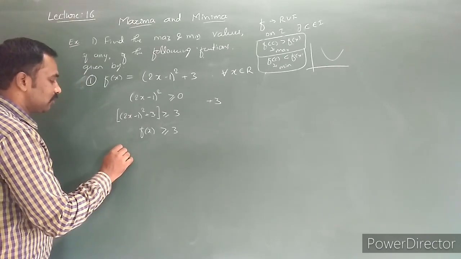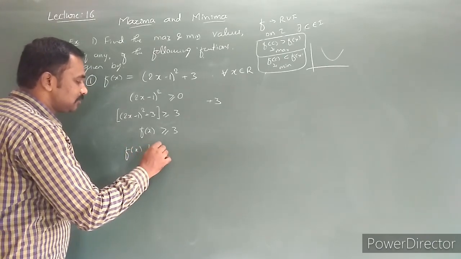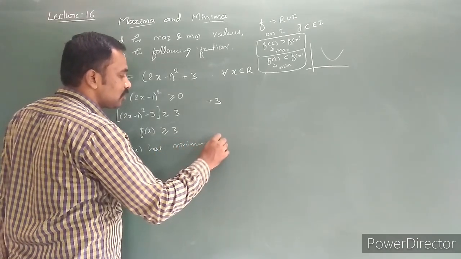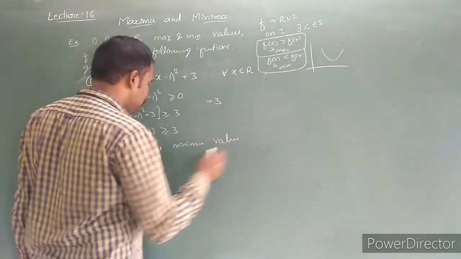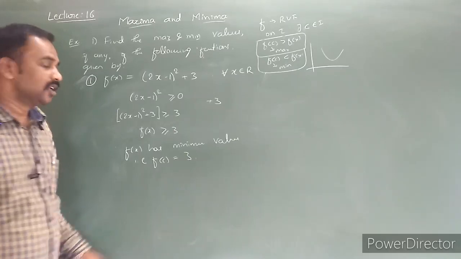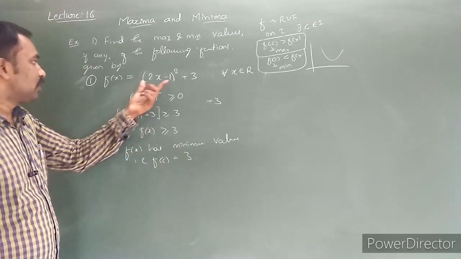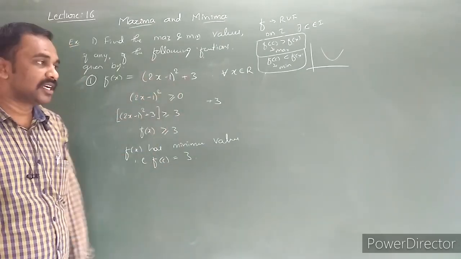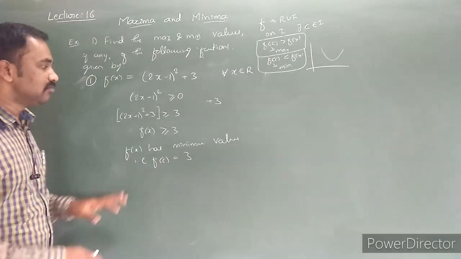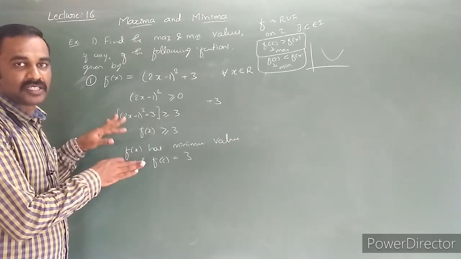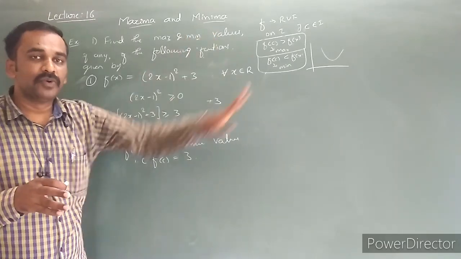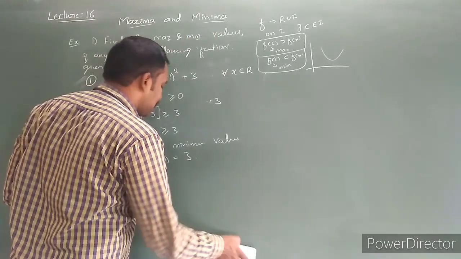That means we can say that f of x has a minimum value, that is f of c is equal to a. We can easily find the minimum value. For example, when this value equals 0, we get the minimum value. In the next classes, we will find the point of minimum also. Now we have seen how to find the maximum and minimum value whenever the whole domain, the set of all real numbers, is given.